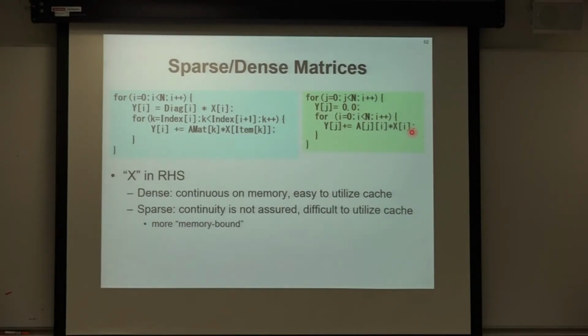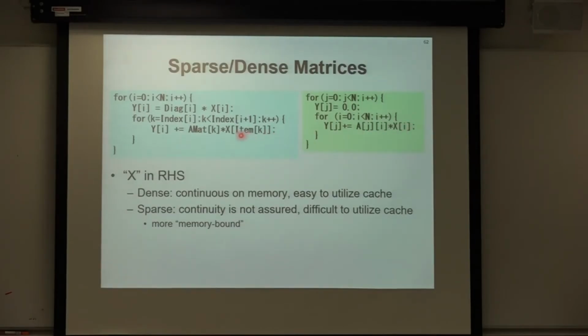In the case of the dense matrix, this x is continuous in memory, so it's very easy to utilize the cache. Actually, this is a very naive implementation. To get higher performance, you have to do further tuning even for the dense matrix case. But anyway, the memory access is very continuous, so it's very easy to extract the performance.